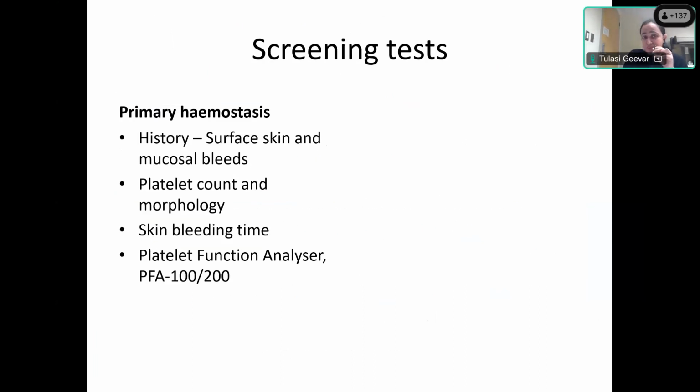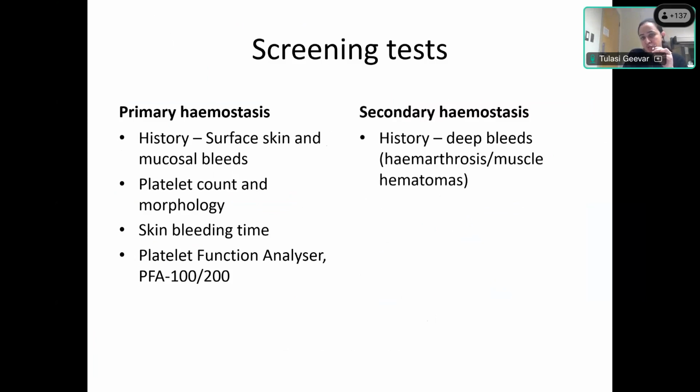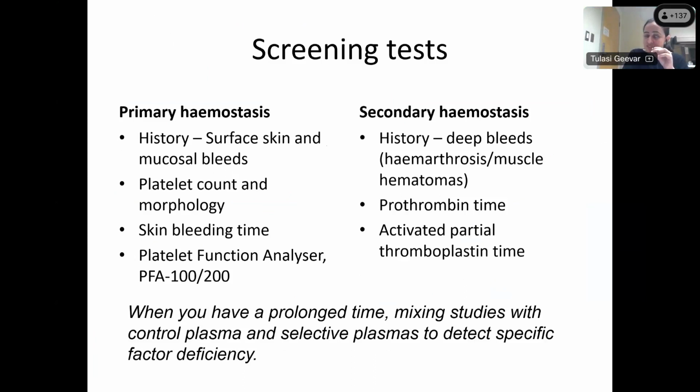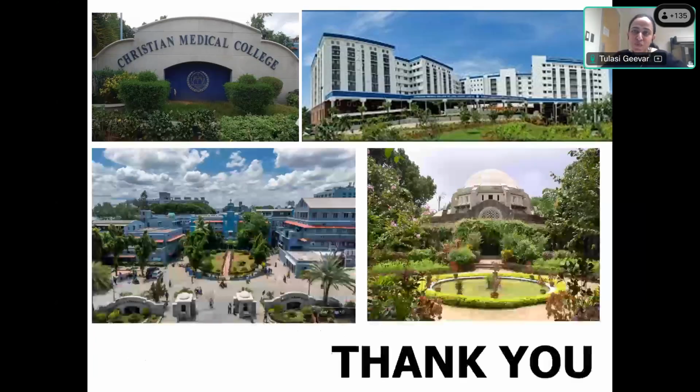The screening test for primary hemostasis: under history, you have a typical surface skin and mucosal pattern of bleeding. The other screening tests are the platelet count and morphology, the bleeding time, the PFA 100 or 200. The secondary hemostasis history will be deep bleeds like deep muscle hematomas and hemarthrosis, with prothrombin time for the extrinsic pathway and APTT for the intrinsic pathway. When you have a prolonged time, mixing studies with control plasma and other selective plasmas will help to detect the specific factor deficiency. Thank you.